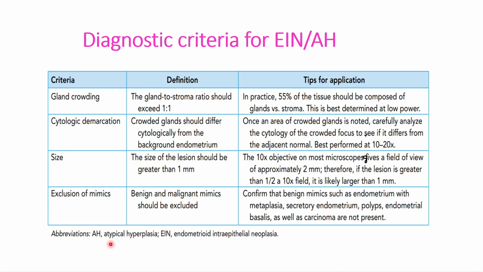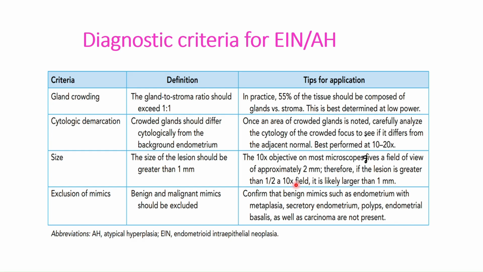Now, size. A lesion size should be greater than 1 mm. So how will you judge whether it is more than 1 mm? Always use the 10x objective on the microscope, which gives a field of approximately 2 mm. So if the lesion is greater than half of the 10x field, meaning if you are focusing with the 10x objective and half of the field shows this type of changes, that means it is likely larger than 1 mm.